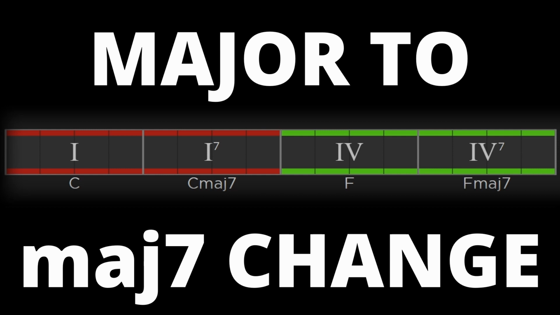Another simple way to use major 7th chords is to go from the standard major version to the major 7th. This can create interest, and in this example gives the 1 to 4 change a feeling of 4 different chords.